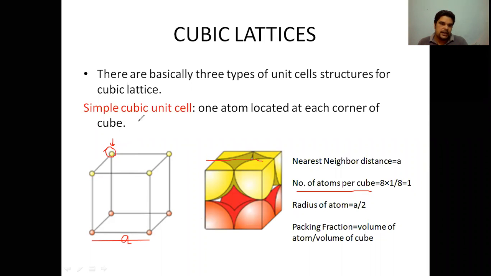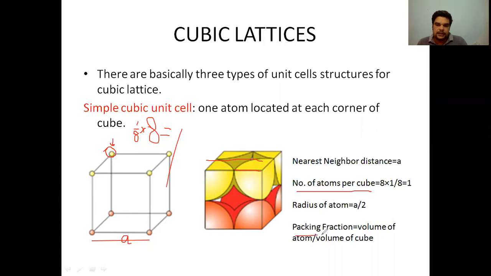So 1/8 multiplied by how many atoms are there? 8. So the number of atoms per cube in the case of a simple cubic unit cell is 1. Now, what is the radius of the atom? The radius of the atom is nothing but a by 2. You can see here.